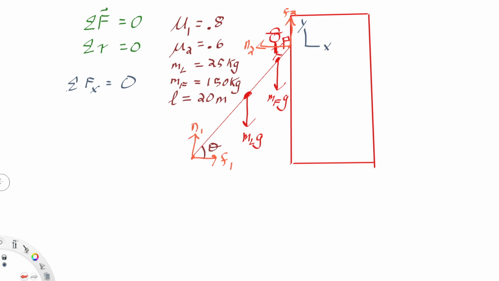So we've actually got only two forces in the x direction here. We have friction at the ground and normal force at the building. So these are going to be equal to each other. The friction at the ground is equal to the coefficient of friction times the normal force at the ground. So we can say this is mu1 n1 equals n2.